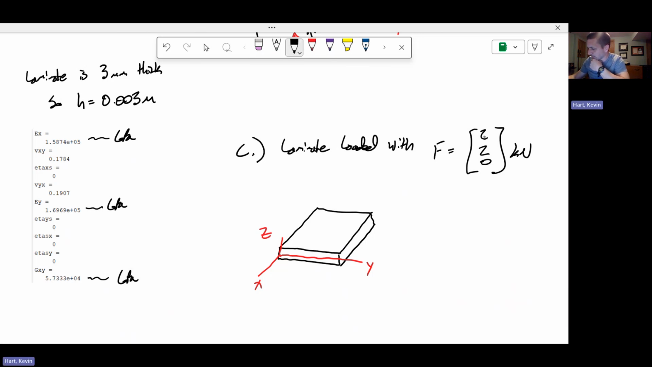We're told that it's loaded with an Fx and an Fy, 2, 2, 0. So that's this sort of load, 2 kilonewtons, and this way, 2 kilonewtons. This is an Fx, and this is Fy. It's tension in y and tension in x, pulling this thing. So the question is, what's the resulting strain?